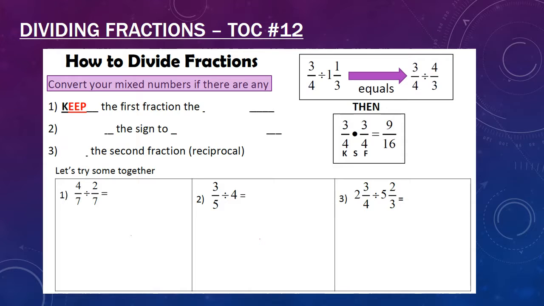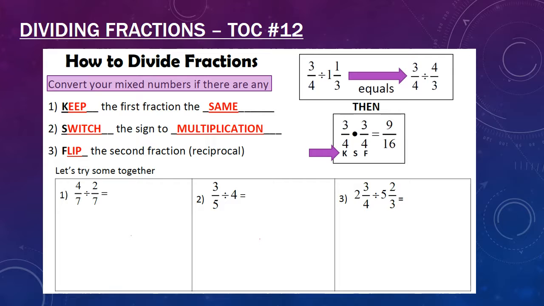Number 1, keep the first fraction the same. Don't touch it. Second step, switch the sign to multiplication. So instead of division, we're going to change it to multiplication. And our third step is to flip the second fraction to use the reciprocal.